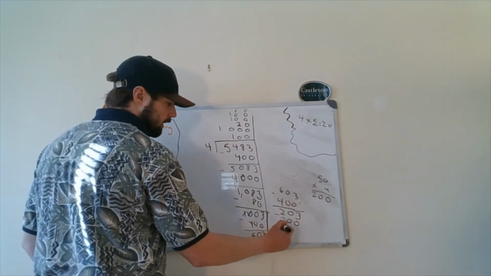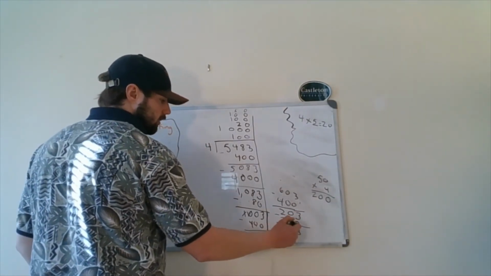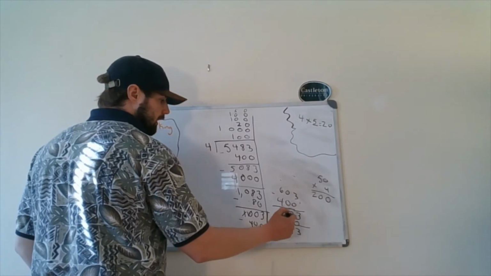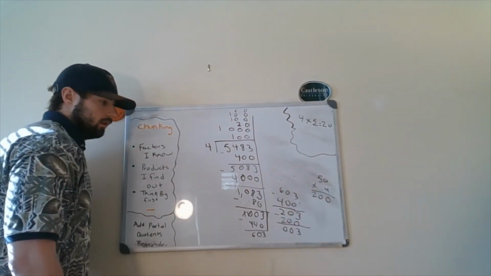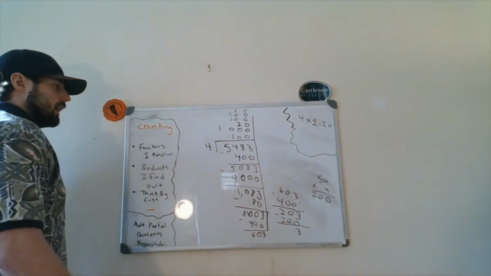203 minus 200, going to get a new whole here. 0 minus 3, 3. 0 minus 0, 0. 2 minus 2, 0. Look at that, guys. We got all the way down to our ones place, a 3.